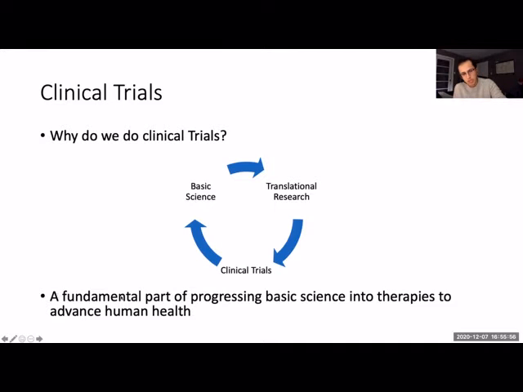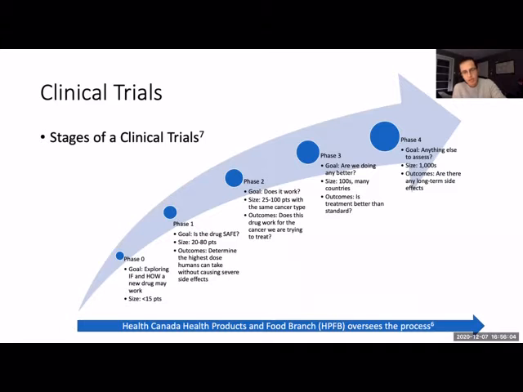So as we're pointing out here, clinical trials are a fundamental part of progressing basic science into therapies to advance human health. Now, this is a complex slide, but we'll go through it point by point. And the point of this is to outline the different stages or phases of clinical trials. So you'll see the first note here, and that's phase 0.